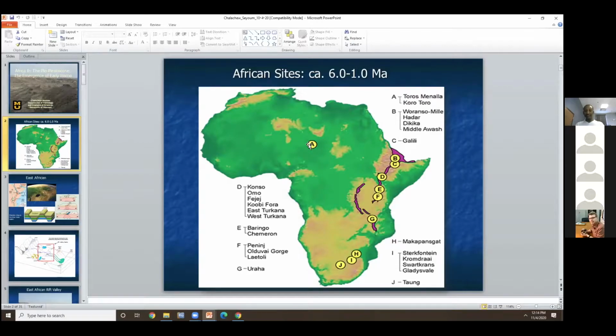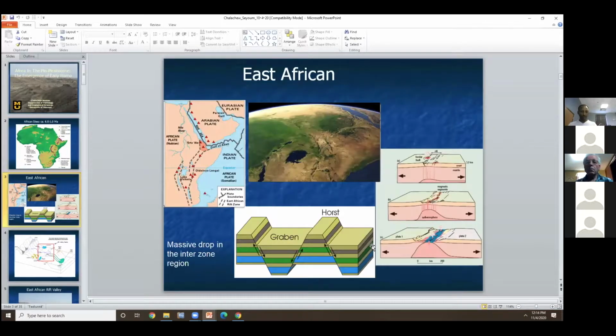So still, just two hominin species in Chad and South Africa. All right, so it will be fair to talk about the background of East and South Africa in terms of their depositional system before we talk about the fossils.